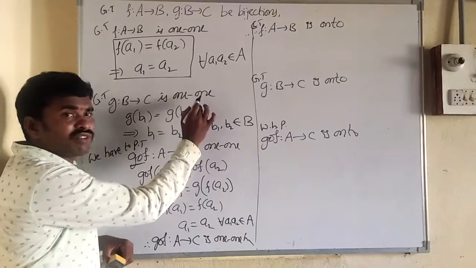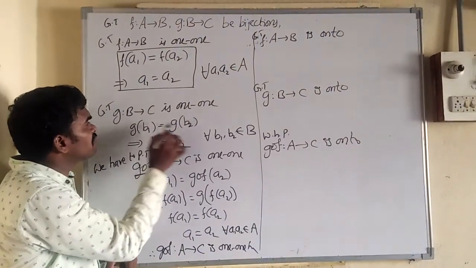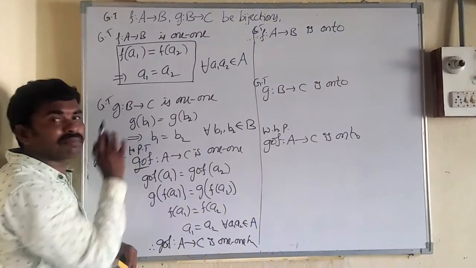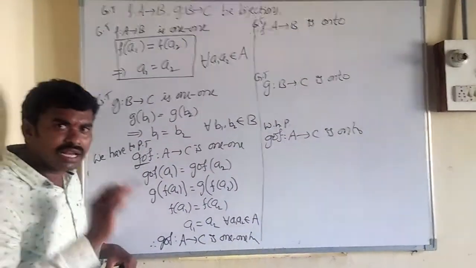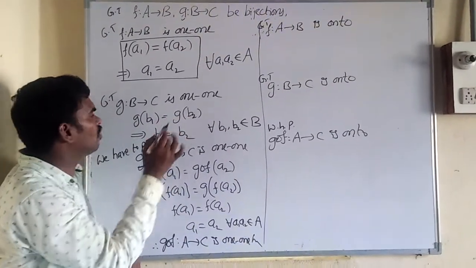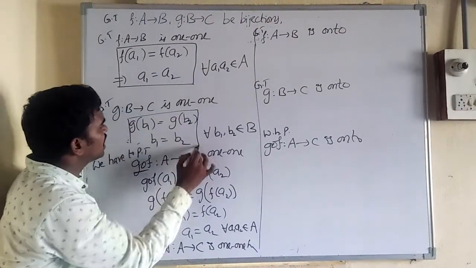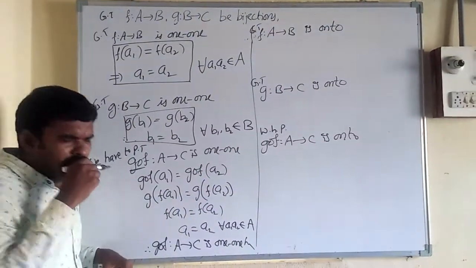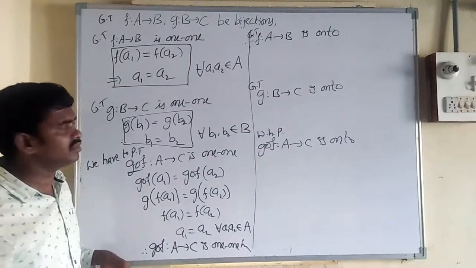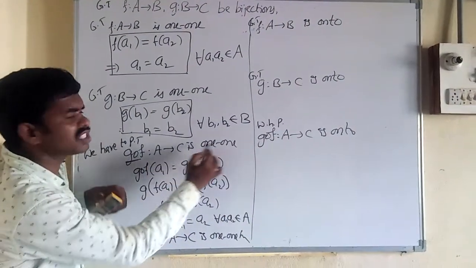Similarly, G: B to C is 1-1 means what? What is the function G? So G of, here I am taking B1, B2 elements because the domain is capital B. So the elements in capital B are taken as B1 and B2. Suppose if G of B1 equals G of B2, then B1 equal B2. That's all. These are the given conditions. So we have to prove that G circle F from A to C is 1-1.